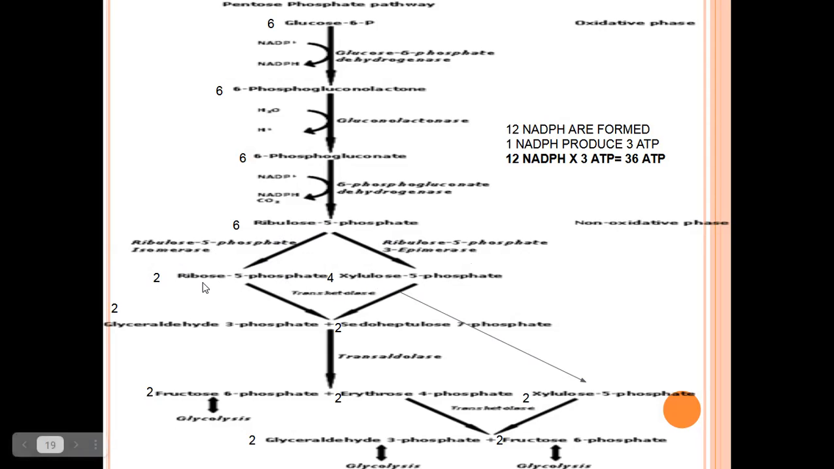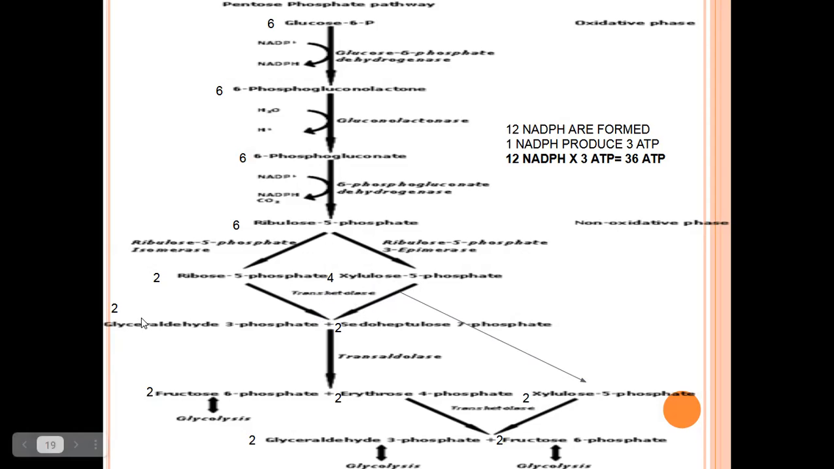Here, 2 molecules of ribose 5-phosphate combine with only 2 molecules of xylulose 5-phosphate to form 2 molecules of glyceraldehyde 3-phosphate and 2 molecules of sedoheptulose 7-phosphate in the presence of the transketolase enzyme.